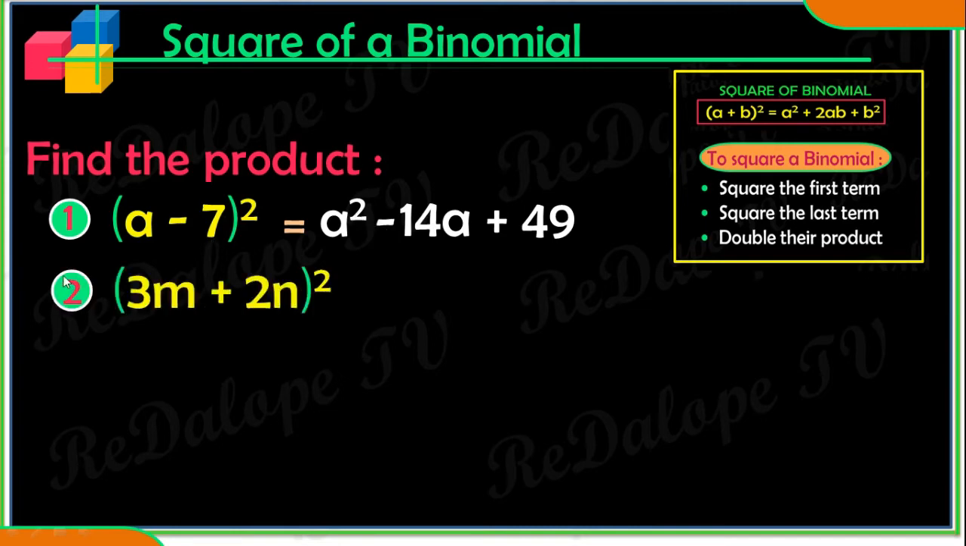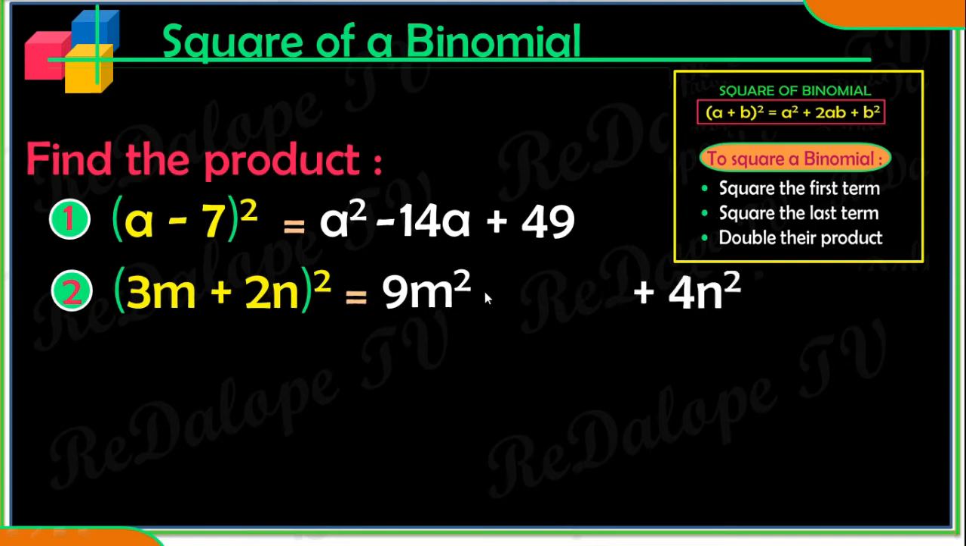Okay, for number 2, the quantity of 3m plus 2n raised to square. So to obtain the first term of the answer, we will square the first term. So we have 3m times 3m, so that is equal to 9m squared. To obtain the last term, we have 2n times 2n, so that becomes 4n squared.